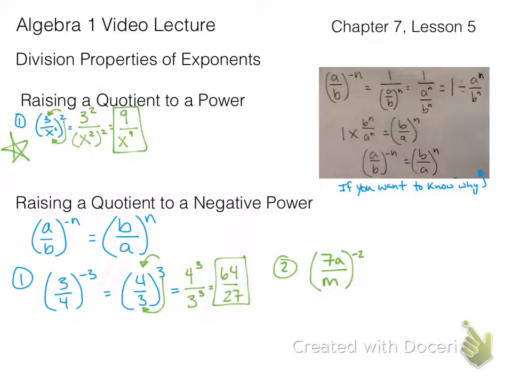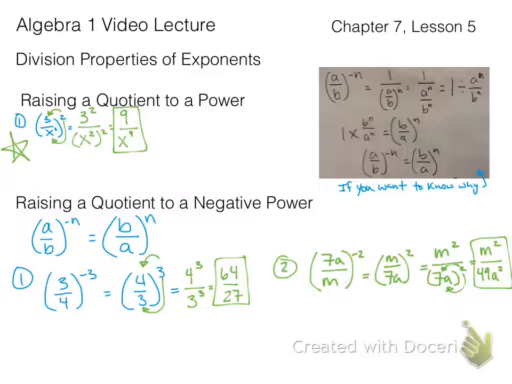All right, last example. We have 7a over m to the negative second power. Again, do the reciprocal, turn the exponent positive, and then distribute the exponent of 2. So m to the second over 7a in parentheses to the second. So m to the second is m to the second. And then here, just like we did quite a bit ago, we're going to distribute the exponent. So 7 to the second is 49, a to the second is a to the second. So the final answer is m to the second over 49a to the second.